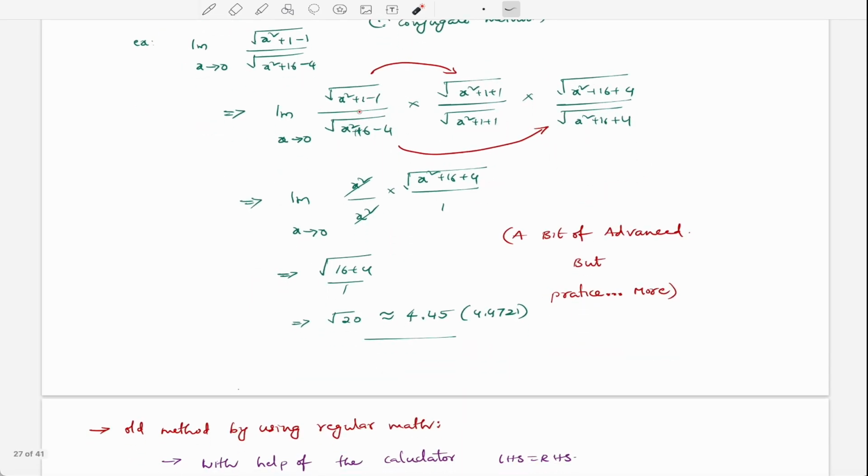And if we cancel it out, we get our output as 4.5. It is 4.5, which is almost equal to 4.447. It is 4.5, approximately equal to 4.5. Okay, so it is just a bit advanced, but practice makes perfect.